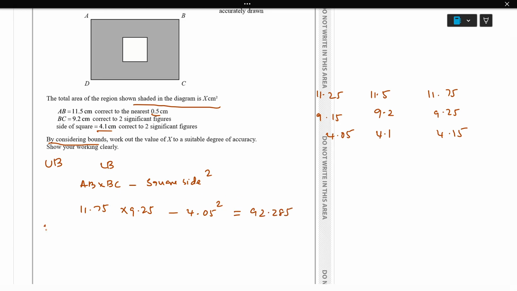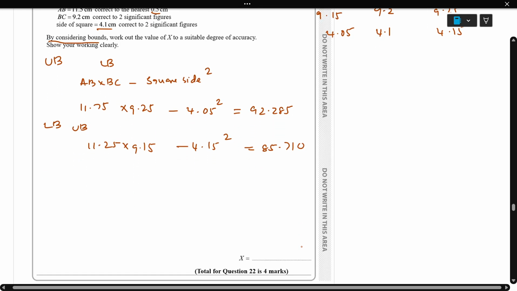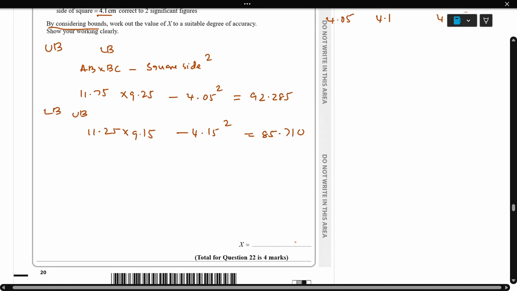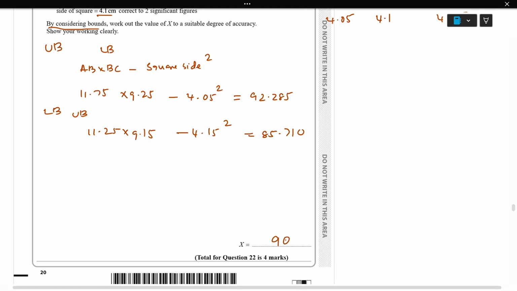Next, lower bound and upper bound. So the lower bound is 11.25 times 9.15 minus 4.15 squared, equal to 85.710. When you round to the nearest whole number, both are going to be 90, so 90 is our answer.